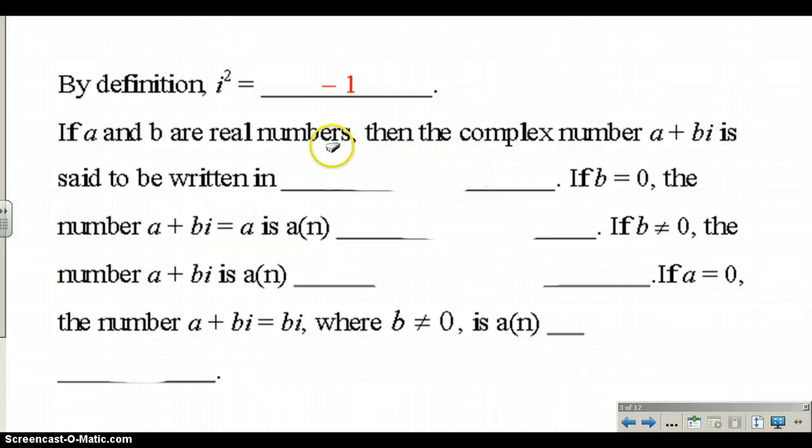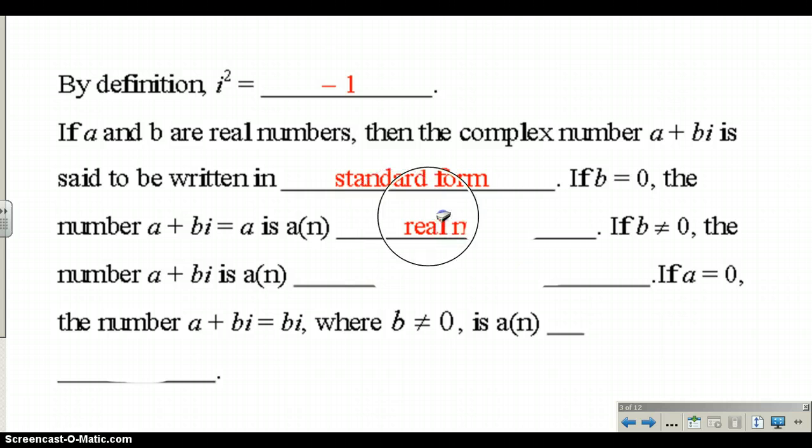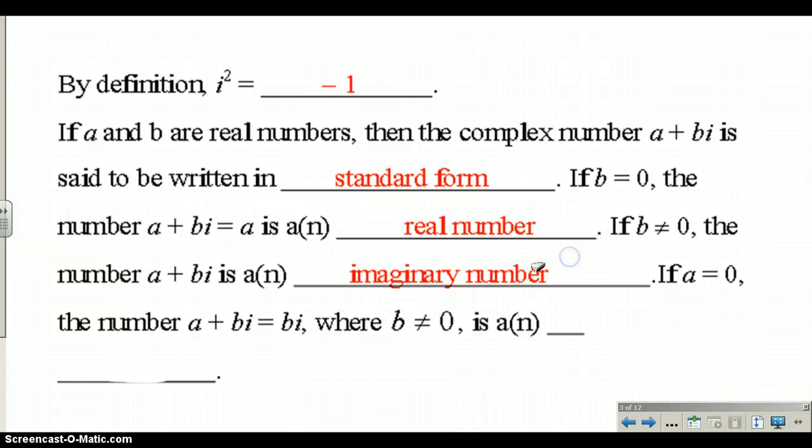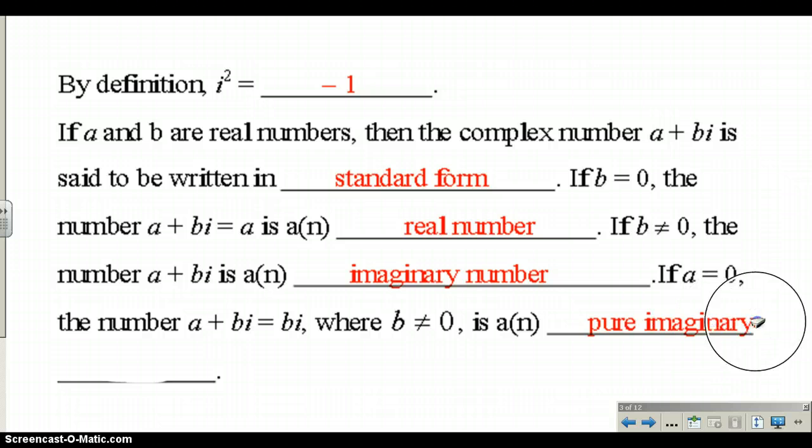We say that the complex number a plus bi is written in standard form, like we had previously mentioned. If b is 0, then a is called the real number. If b is a number other than 0, then it's an imaginary number. And if a is 0, so the complex number is just bi, then it is a pure imaginary number.